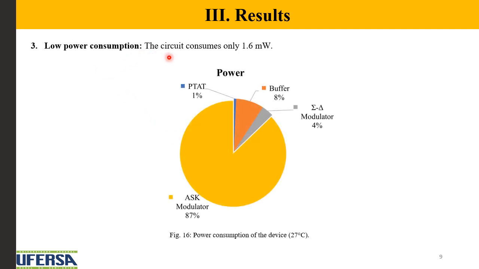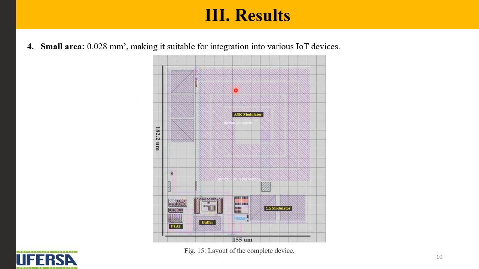Low power consumption. As we can see, the ASK modulator, the RF part, consumes 87% of the energy. Here is the layout of the sensor.